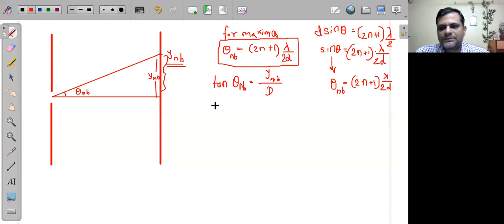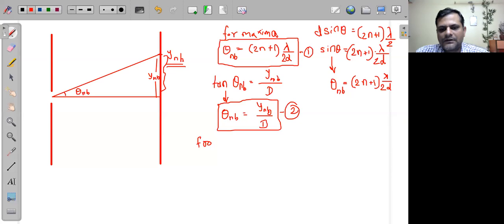And since theta is very small, this tan theta can be written to be same as theta only, and hence we can get that theta NB to be simply equal to YNB upon capital D, where YNB is the distance of nth bright band from the center. So if we just equate these two values of theta NB which are obtained here, we can record it as the equation number 1 and this is equation number 2, and from 1 and 2 we can just get that.